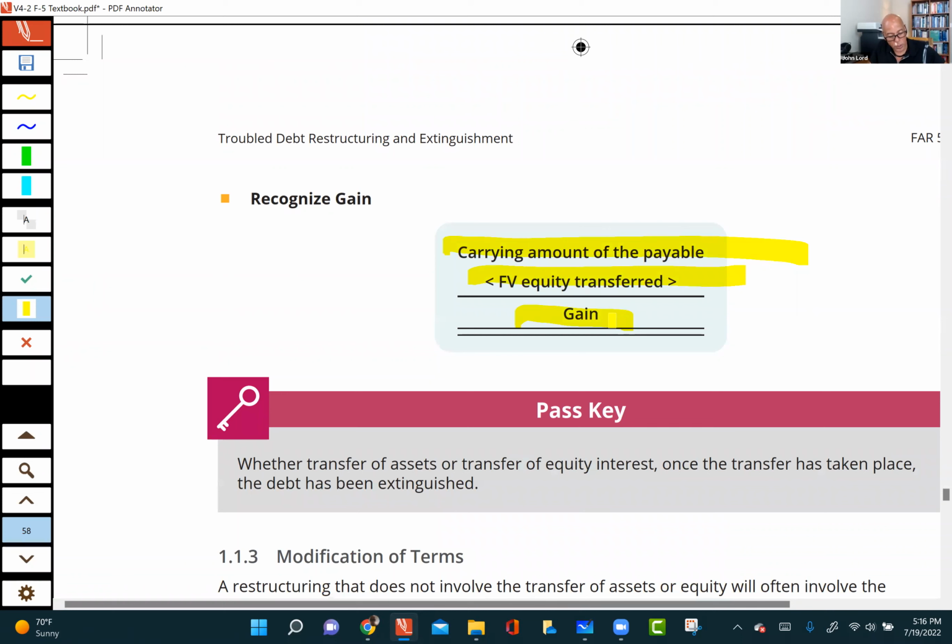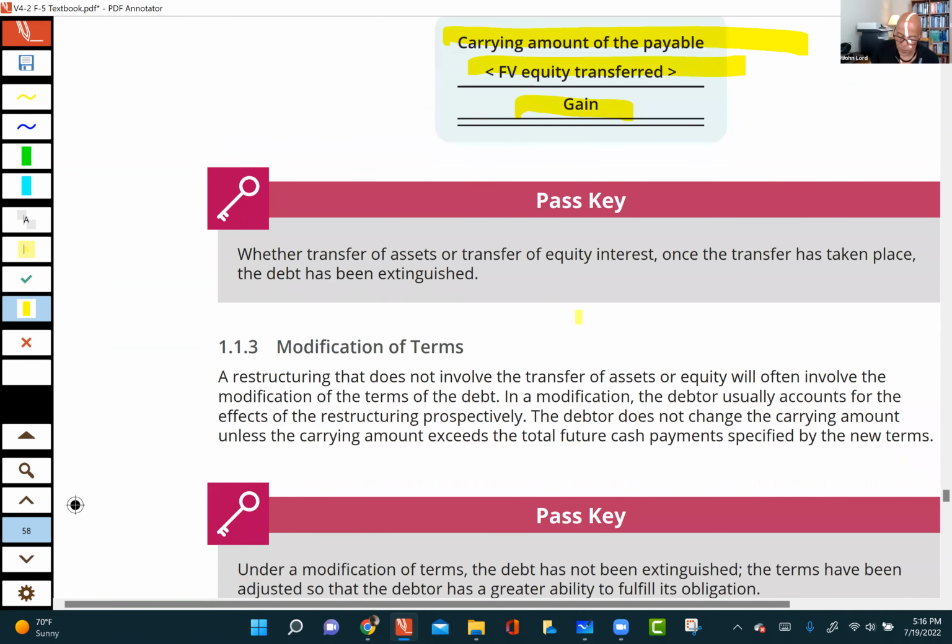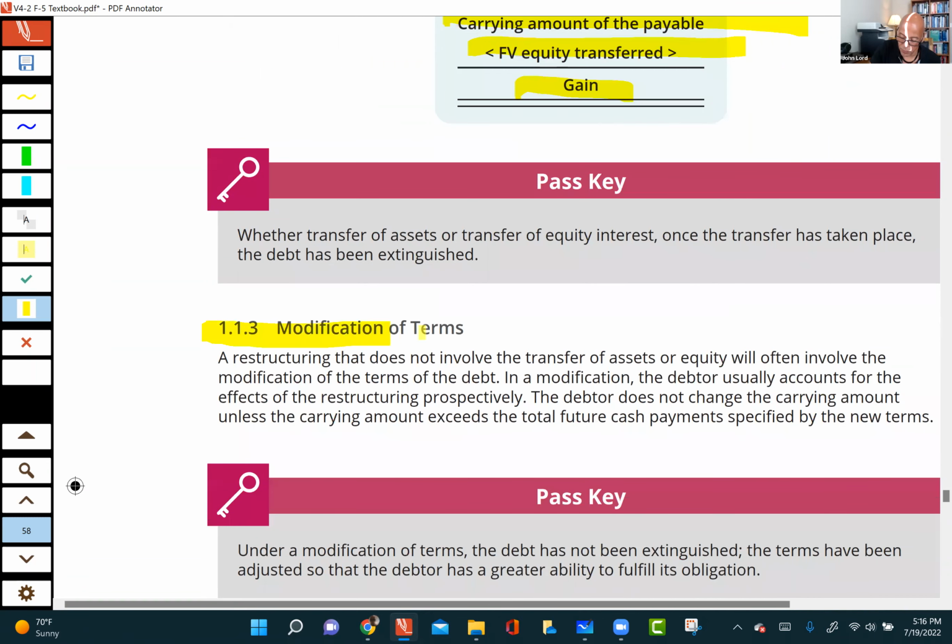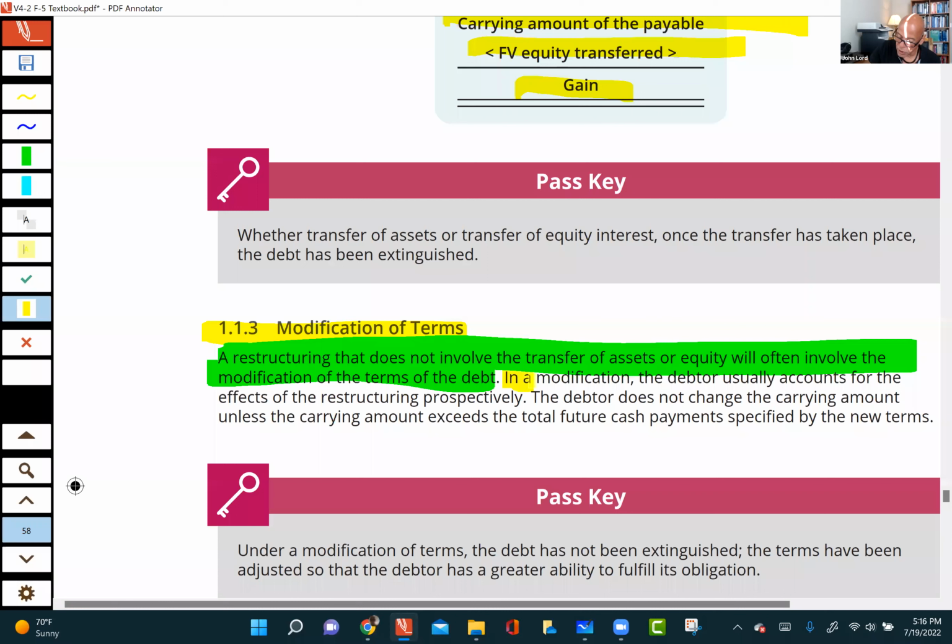Okay, now we're going to look at a numeric example of that here in a couple seconds, but let's also look at what can happen if there is a modification of the terms. A restructuring that does not involve the transfer of assets or equity will involve modification of terms. In a modification, the debtor usually accounts for the effects of the restructuring prospectively.